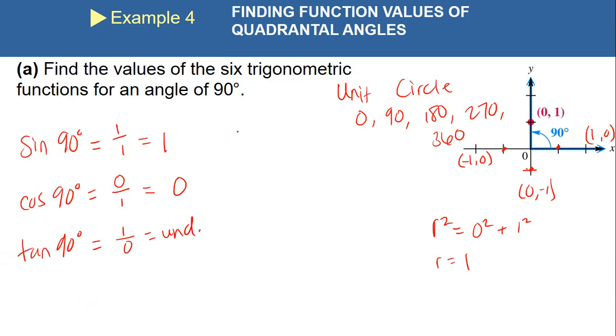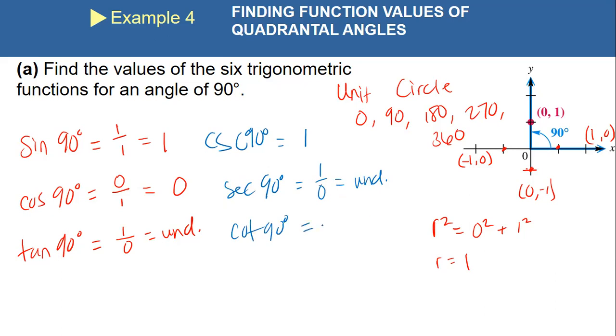Can I easily find my reciprocals? So for cosecant of 90 degrees, 1 over 1 is still just going to be 1. For secant of 90 degrees, instead of 0 over 1, we now have 1 over 0, which makes it undefined. And then for cotangent of 90 degrees, instead of 1 over 0, it's now 0 over 1, which makes it 0.